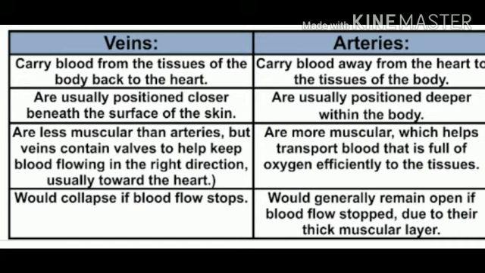Let's see the difference between veins and arteries. Veins carry blood from the tissue of the body back to the heart, whereas arteries carry blood away from the heart to the tissue of the body. Veins are usually positioned closer beneath the surface of the skin, and arteries are usually positioned deeper within the body. Veins are less muscular than arteries, but the veins contain valves to help keep blood flowing in the right direction, usually towards the heart, whereas arteries are more muscular, which helps transport blood that is full of oxygen efficiently to the tissues.